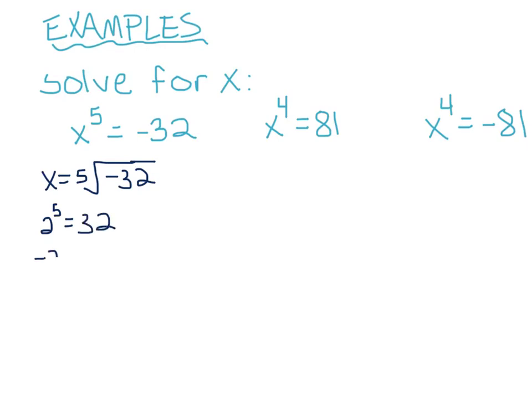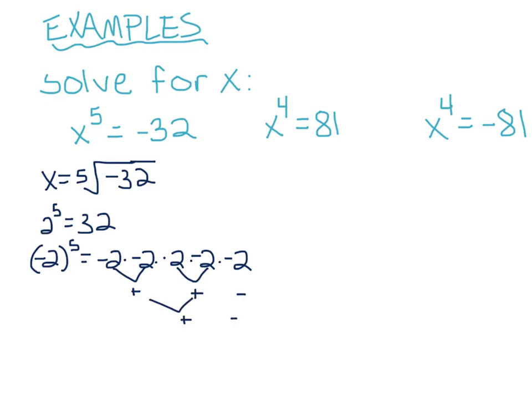Well, if I raised a negative 2 in parentheses to the 5th, that's the same thing as saying negative 2 times negative 2, 5 times. So these would make a positive, and these would make a positive, and that would be a negative, and then that would make a positive, and that would be a negative. So our final answer would be a negative. So actually, the 5th root of negative 32 is negative 2. Negative 2 raised to the 5th power is negative 32.